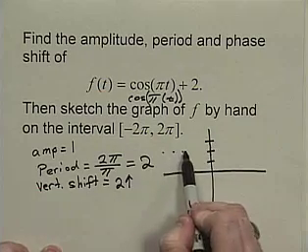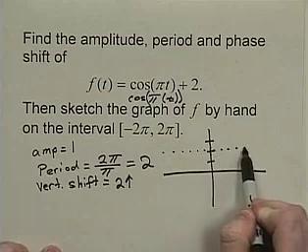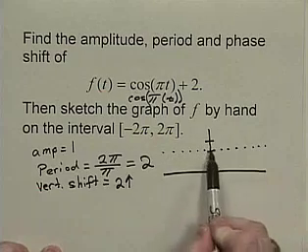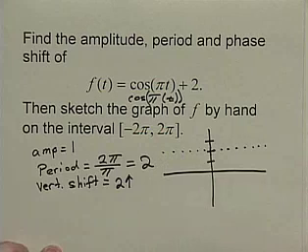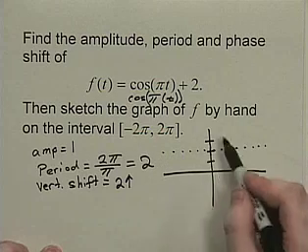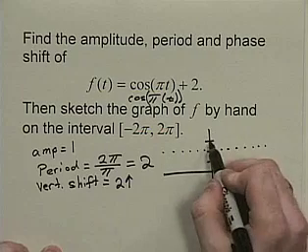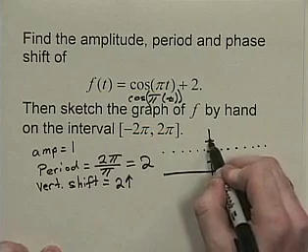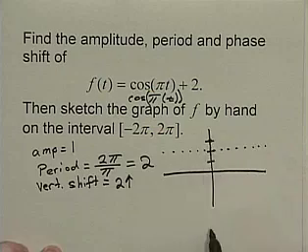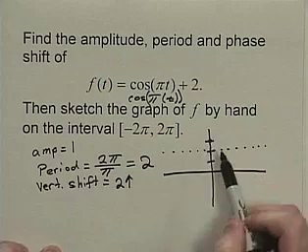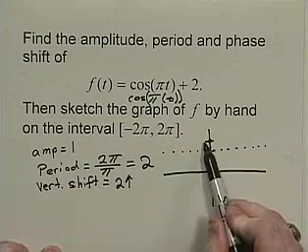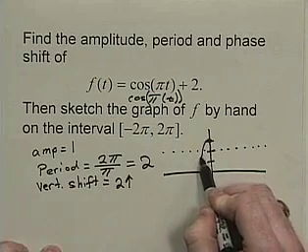We're going to have the new center of this line, the new line that goes through, will be at 2 because we've shifted the whole thing up 2. We know that it has an amplitude of 1, and because it's a cosine function, it's going to go through the y-axis here 1 unit above the midpoint. And it's going to have this shape.